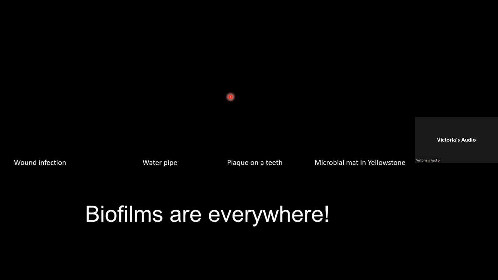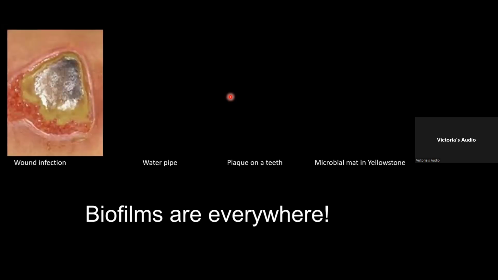Some of the places where you can find bacteria, number one, is in wound infection. Here is an image of a wound infection, and here is actually Pseudomonas, the bacteria that I work with in my graduate program. Here you can see the green-like color because the bacteria is greenish. It has the ability to produce green pigment. This is formed by bacteria biofilm.